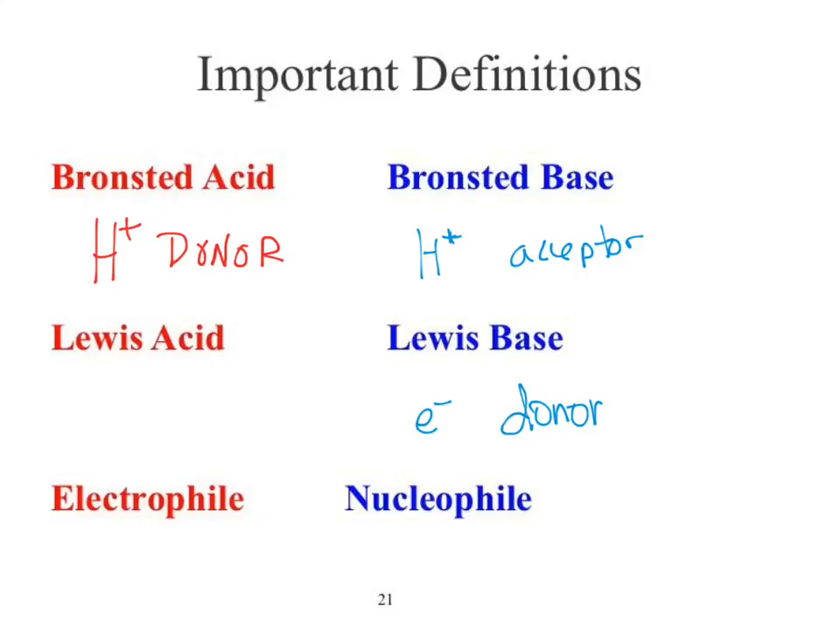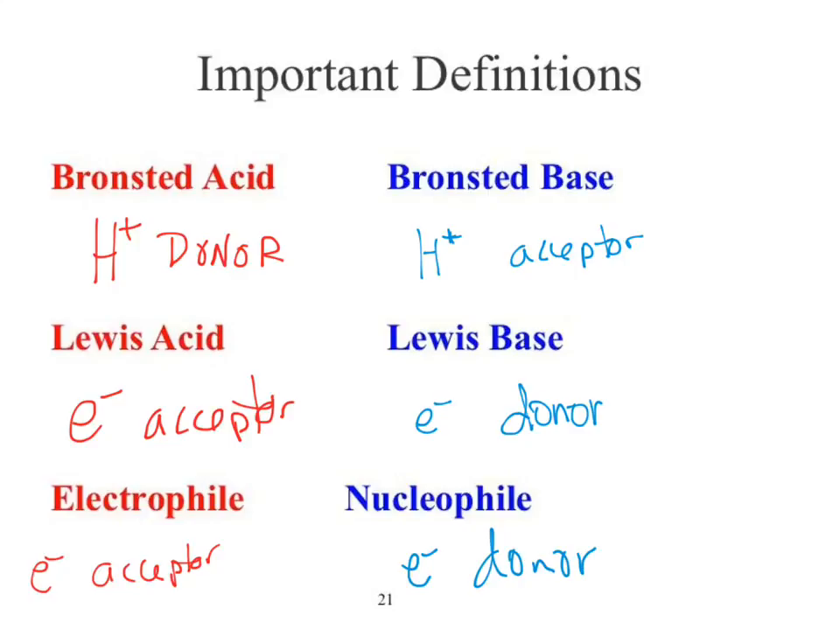Okay, our Lewis acid, we've got an electron acceptor. Our electrophile, an electron acceptor, and our nucleophile, an electron donor. So it's not just knowing the definitions, but how do you apply them in each new situation. And that does require a little bit of effort, but if you don't have the definitions nailed down, you can't apply those definitions. Okay?